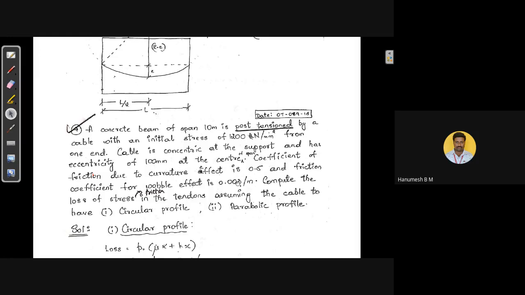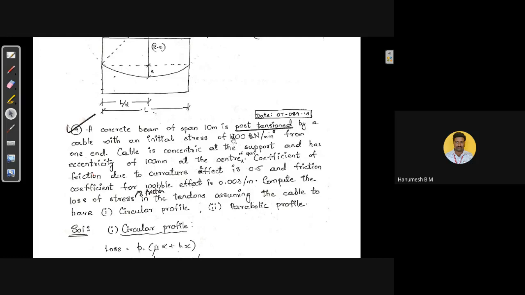Mu value is given in the data. And the friction coefficient for the wobble effect is 0.003 per meter. Always this K value should be expressed in per meter, hence it is given as 0.003 per meter. Compute the loss of the stresses due to friction in the tendons, assuming the cable to have circular profile and parabolic profile. So this is the given problem.